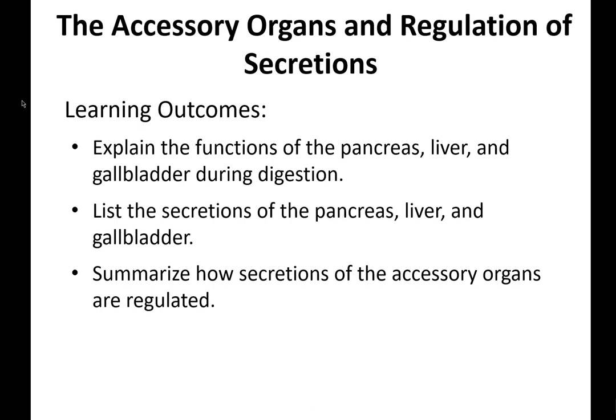The accessory organs and regulation of secretion. Learning outcomes are: explain the function of the pancreas, liver, and gallbladder during digestion. List the secretions of the pancreas, liver, and gallbladder, and summarize how secretions of the accessory organs are regulated.